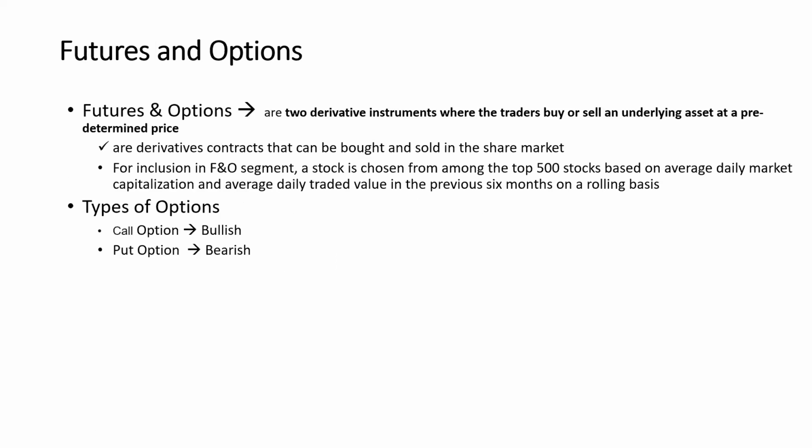Now, with respect to futures and options, these are the two derivative instruments available in the market. These derivative contracts you can buy as well as sell. For example, in delivery, suppose you want to sell a share, you can sell it only if you have bought it. If you have not bought that share, you can't sell it. You can do that in intraday trading, but not in delivery.